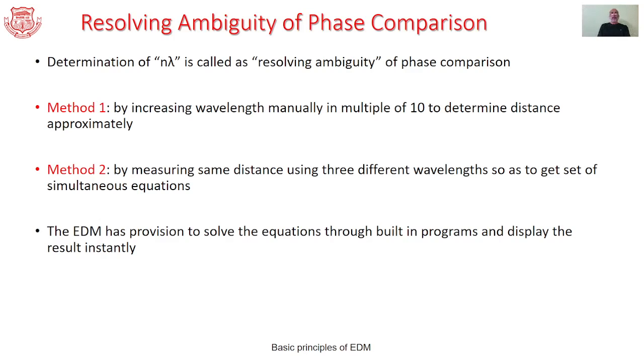In the second method, we measure the same distance using 3 different wavelengths so as to get a set of simultaneous equations, and by solving the same, we will be able to determine the value of n lambda, which is nothing but resolving the ambiguity. Every EDM has got the provision to solve these particular equations through the built-in microprocessors and to display the results on LCD instantaneously.